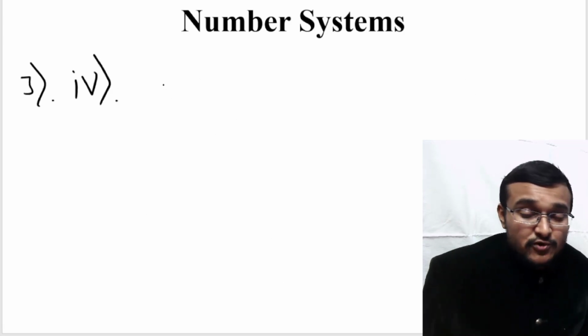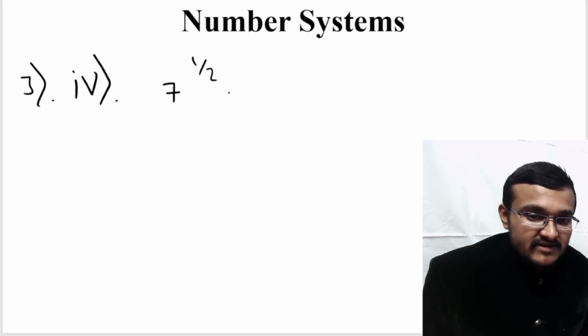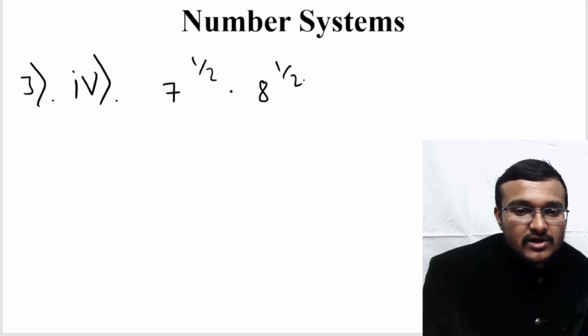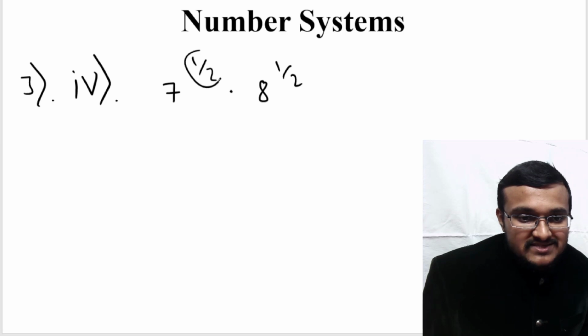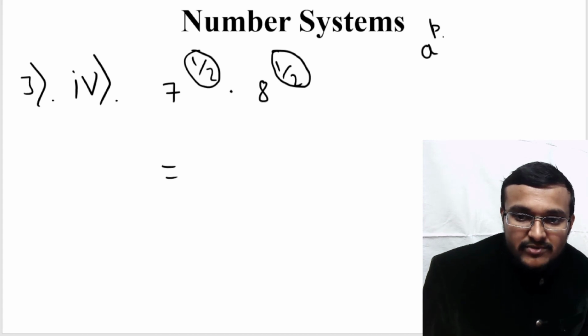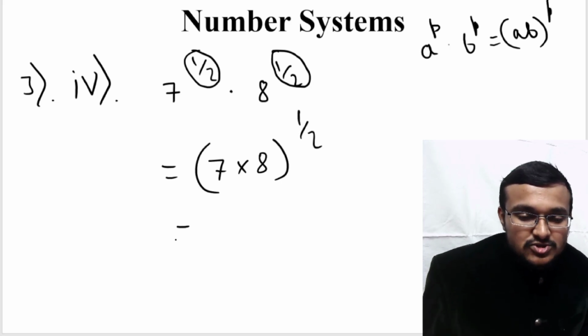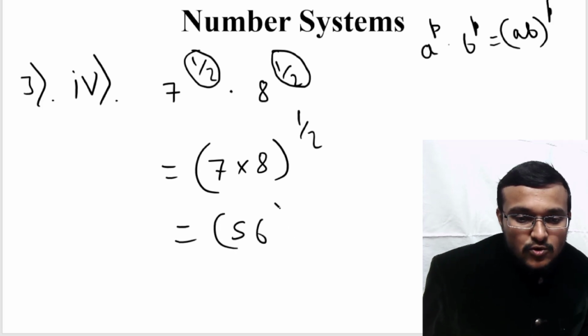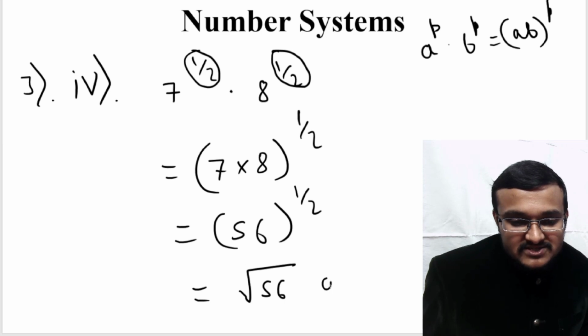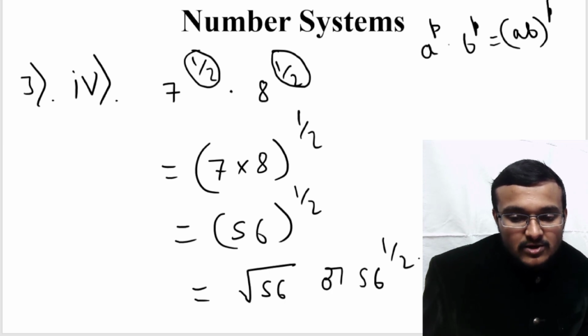So now let us look into the fourth question in the same third question. Here you have 7 power 1 by 2 into 8 power 1 by 2. So here you can see the powers are the same, the base is different. So that means you can write this as, here we know that a power p into b power p is nothing but ab whole power p. So here also you can take this as 7 into 8 whole power 1 by 2. So 8 7s are 56 whole power 1 by 2 will be there. So this is nothing but the square root of 56, or it is 56 power 1 by 2.